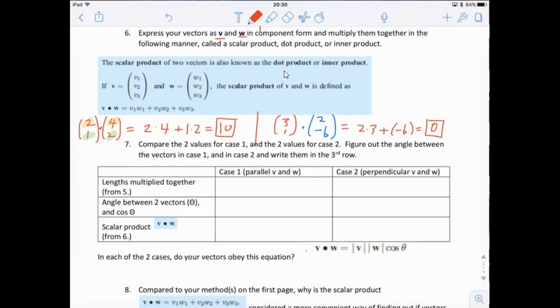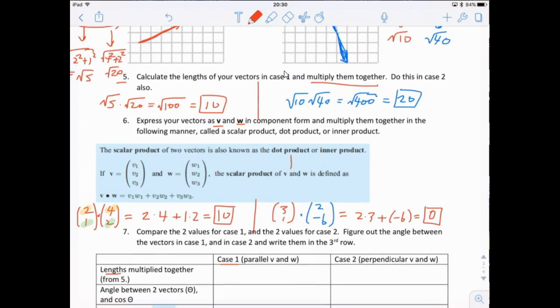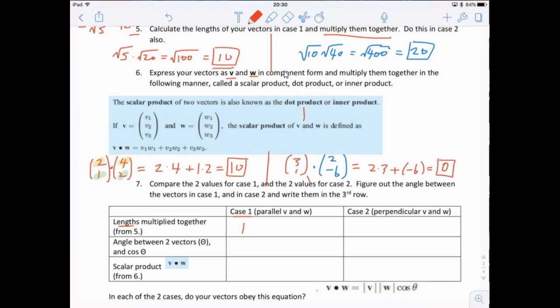We're going to finally figure out why we did the multiplying here. So case 1. For case 1, first it wants us to get the lengths multiplied together from number 5. And it was 10, right? So we're going to put 10 here. Then it says the angle between the two vectors and the cosine of that angle. So the angle between the two vectors, since they're both parallel, is going to be 0 degrees. And the cosine of 0 degrees is equal to 1. Now, the scalar product, v dot w, from 6 is 10.